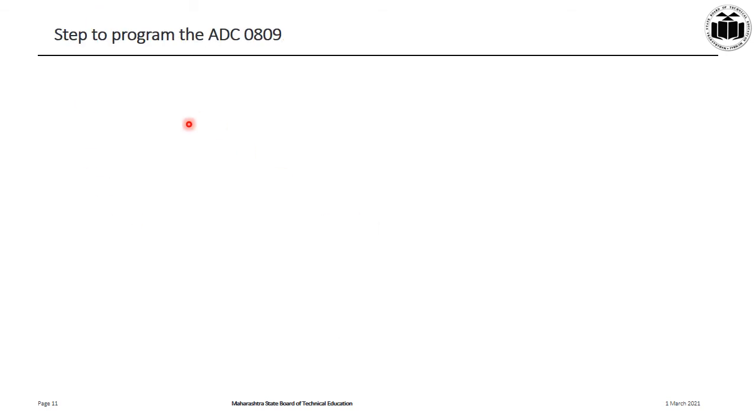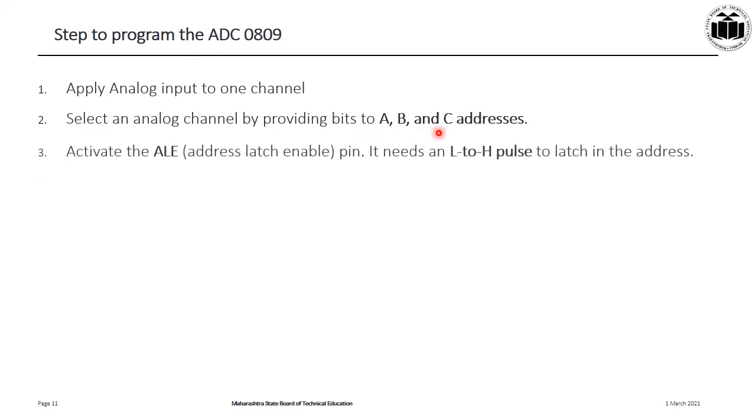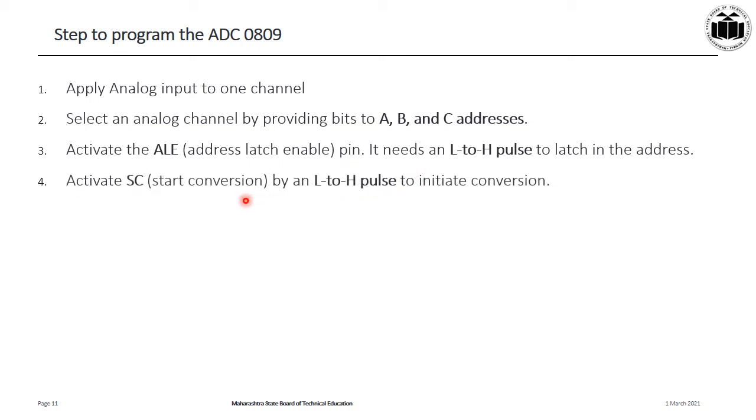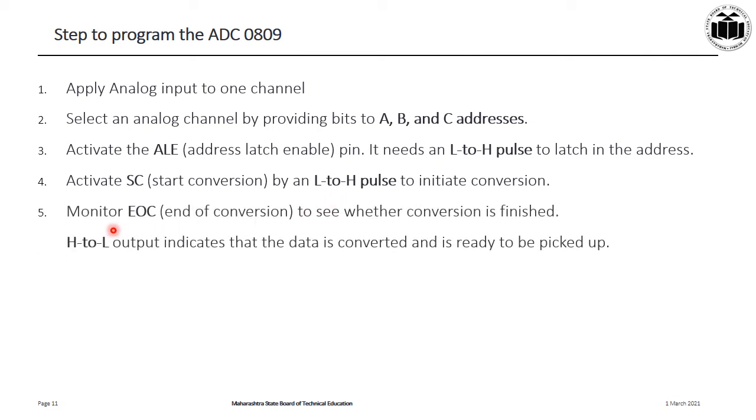Let us see the steps to program the ADC. First, apply analog input to one of the channels. Then select the channel using ABC. Activate ALE by using a low to high pulse. Activate start of conversion by using a low to high pulse, and monitor the conversion by monitoring EOC.